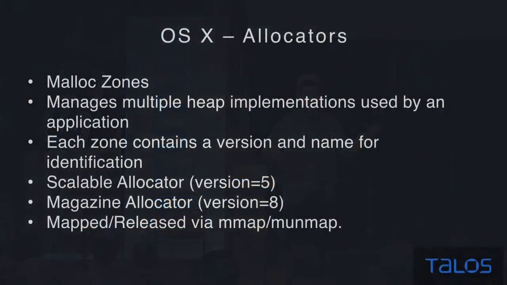We have an overarching umbrella, and inside the umbrella there are slots for each individual malloc. So we have the scalable malloc, the scalable allocator, the magazine allocator. All these allocators have to live together inside one program, and that's what this overarching zone structure does for us.